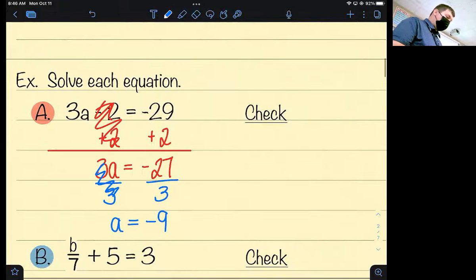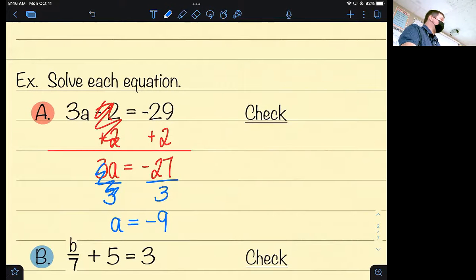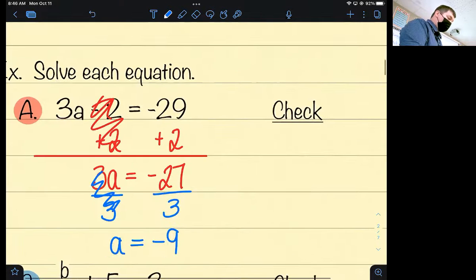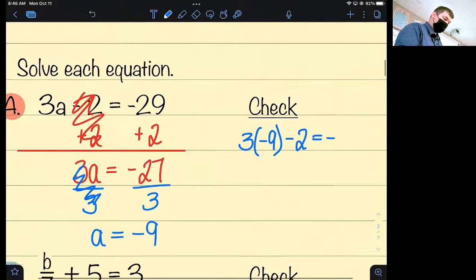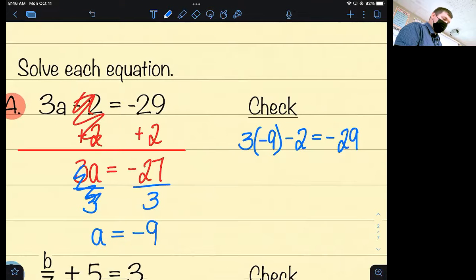All right, so because I don't have a check answer button on my quizzes, here's how I would check my answer on this problem. I would rewrite the original equation by plugging in negative 9 for a. So 3a becomes 3 times negative 9. And then it said minus 2 equals negative 29. So I'm just rewriting the original equation, plugging in negative 9. What is 3 times negative 9? Negative 27. And negative 27 minus 2 is the same as negative 27 plus a negative 2 if I do keep change opposite.